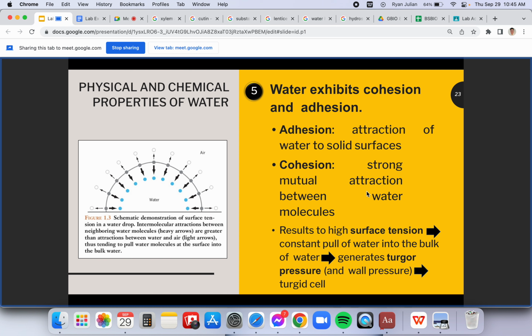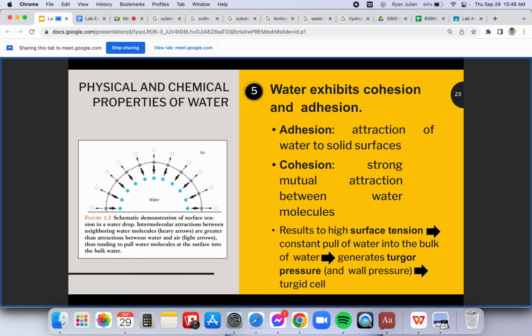That is the main advantage of water as compared to other fluids or substances. They can bond two molecules, enabling the water to have mutual attraction in the process of cohesion. In relation to that, cohesion results in high surface tension, which is the accumulation of bulk water.